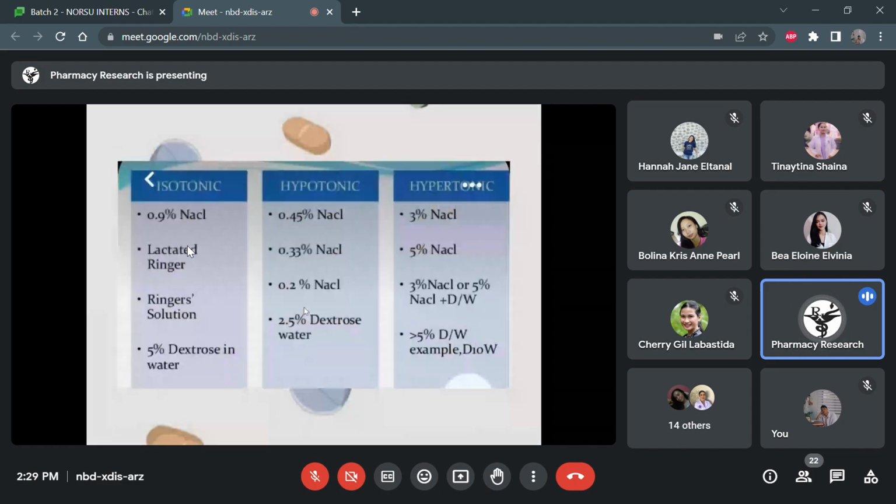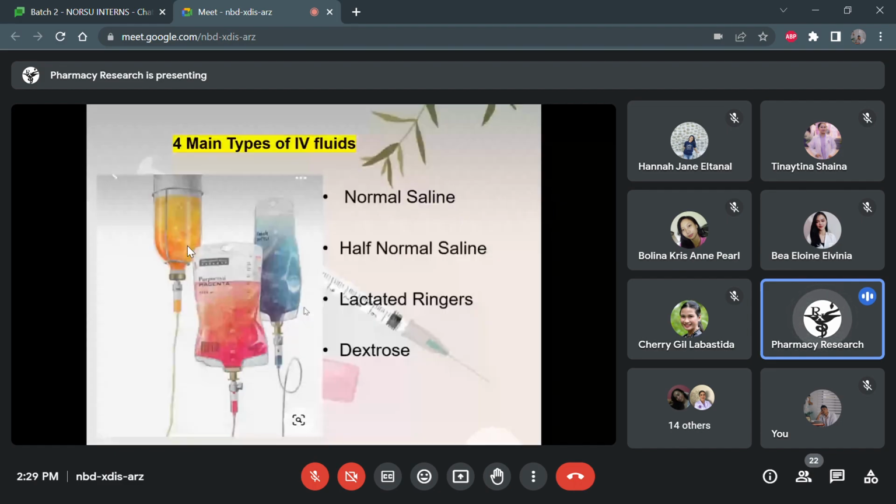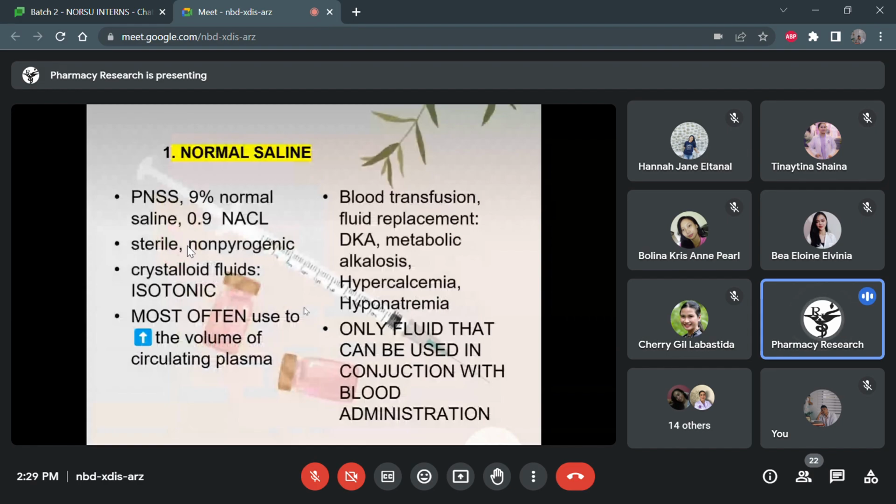I have explained hypertonic. There are four main types of IV fluids: normal saline, half normal saline, lactated ringers, and dextrose. Normal saline examples are plain NSS, the 0.9% normal saline, plain NSS in 1 liter plastic, 1 liter glass, 500 plastic and 500 glass, and the NSS polyamp. It is isotonic.